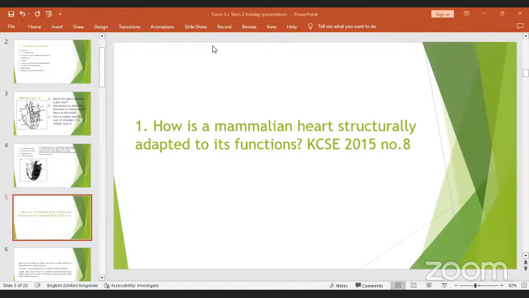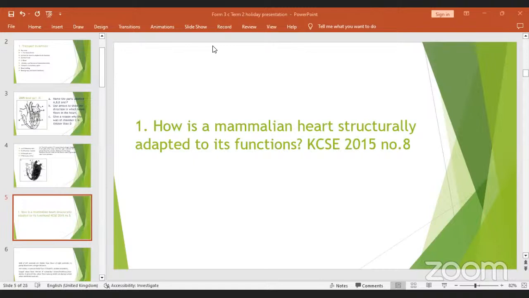Somebody's talking about the vagus and the sympathetic nerves. Yes, those ones don't have modifications. The heart is supplied by the vagus nerve. So you don't just say that it has the vagus and sympathetic nerves. What is the role of the vagus nerve? And what is the role of the sympathetic nerves? You have to mention.